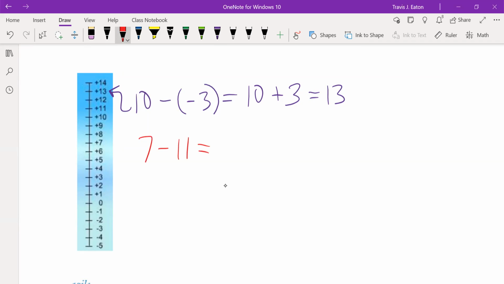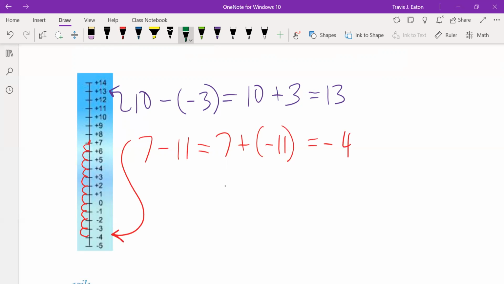7 minus 11. We're going to rewrite that as a subtraction. So that'll be 7 plus negative 11. Keep that first number the same. Change subtraction to addition. And the opposite of 11 is negative 11. 7 plus negative 11. Well, here's 7. And I'm going to add negative 11. That means I move down 11 because I'm adding a negative, which is just like subtracting. 1, 2, 3, 4, 5, 6, 7, 8, 9, 10, 11. And that puts me at negative 4. Nice.